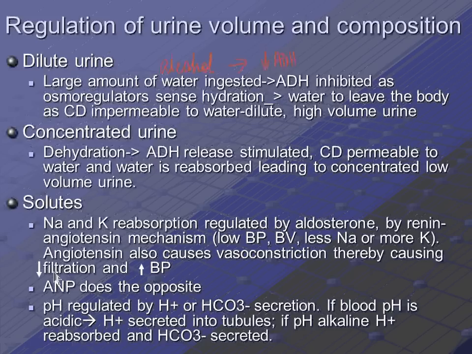Natriuretic peptide does the exact opposite of aldosterone. What it does is, when volume is very high, say for example you've drunk a lot or in cardiac failure, it wants to get rid of the water out of the body. Sodium osmotically pulls water. Other electrolytes are hydrogen and bicarbonate, and this is how pH is regulated.